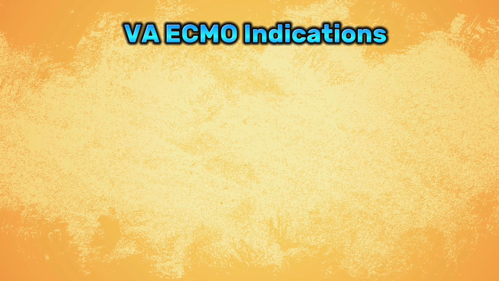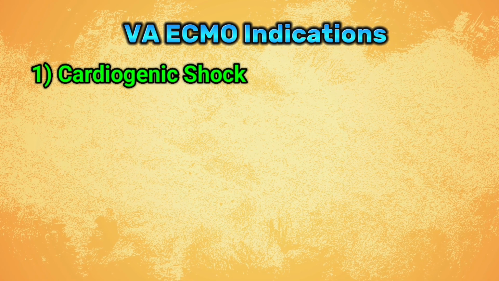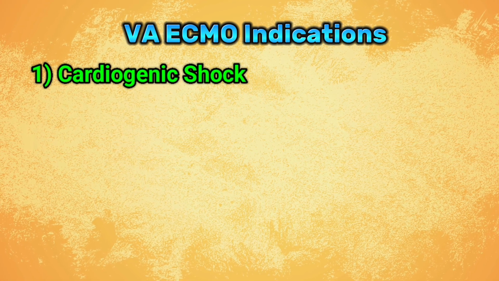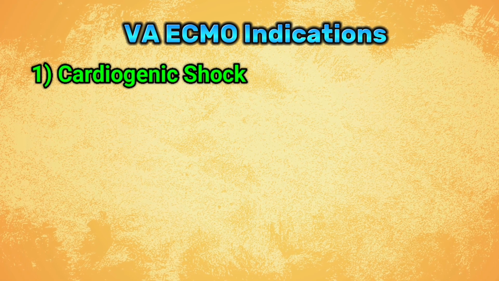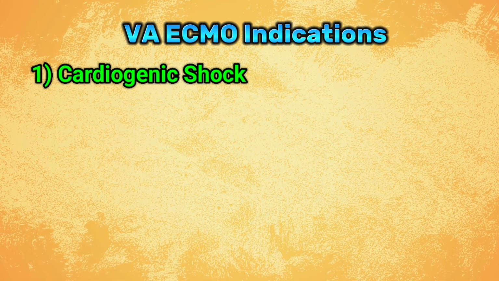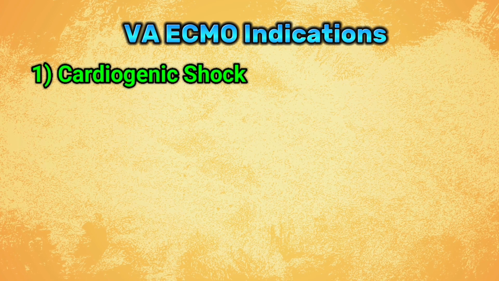Indications for veno-arterial ECMO. First is cardiogenic shock. It is a condition where the heart doesn't pump enough blood to meet the body's needs. This can occur due to many reasons like acute myocardial infarction, toxic myocarditis, cardiomyopathies, and post-cardiotomy shock. In such a case, VA ECMO can be helpful.